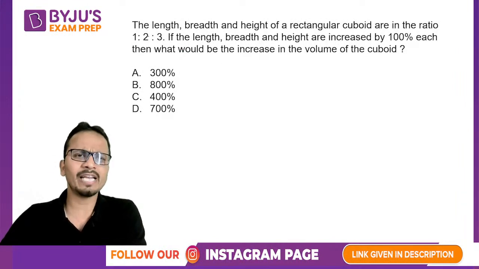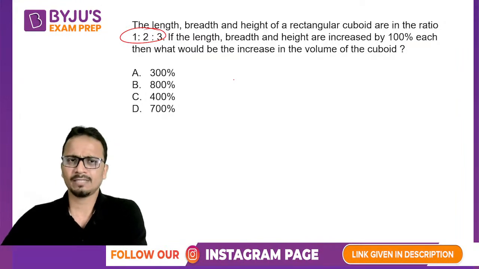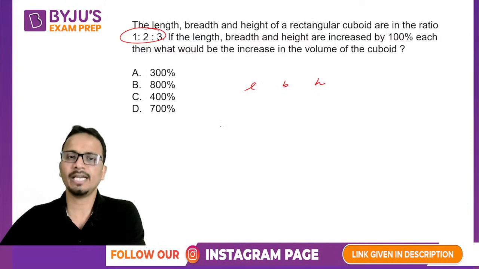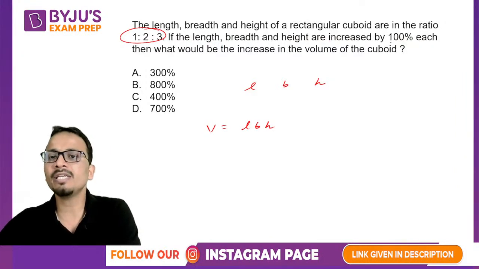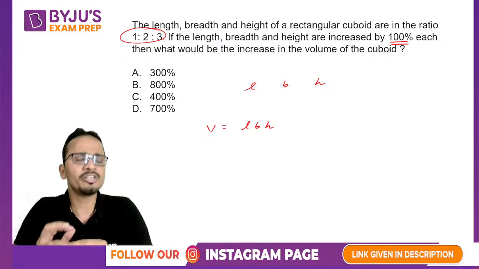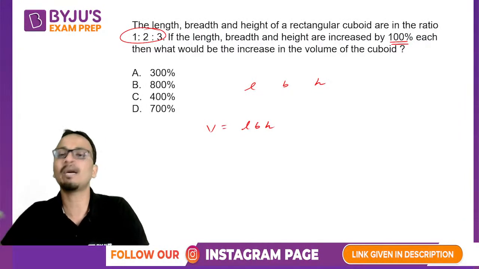Now they have given the ratio of length, breadth and height. Now there is no need to even look at that. Let's say L is the length, B is the breadth and H is the height. Now volume of a cuboid is L into B into H. Now all these three dimensions are increased by 100%. That means each of these dimensions is doubled.